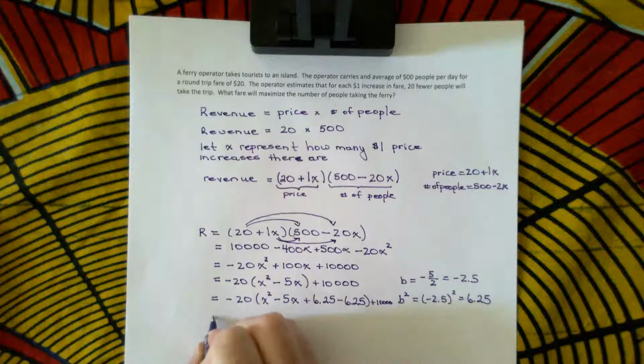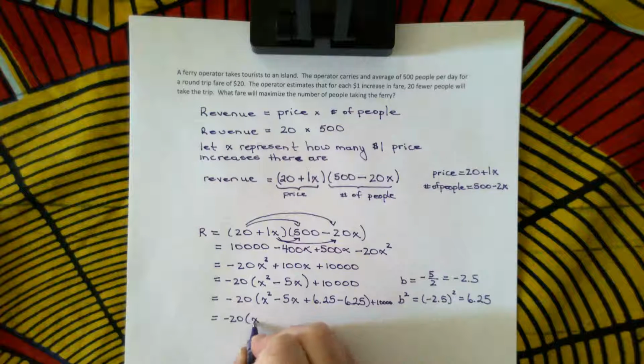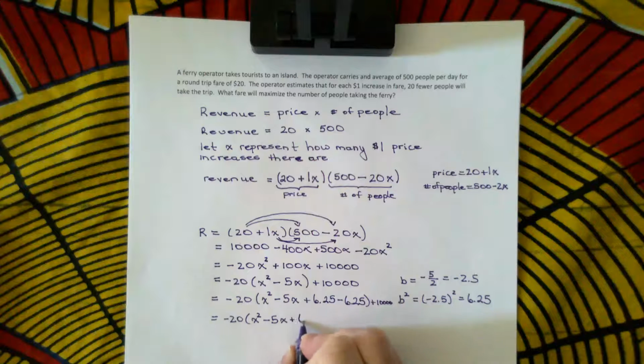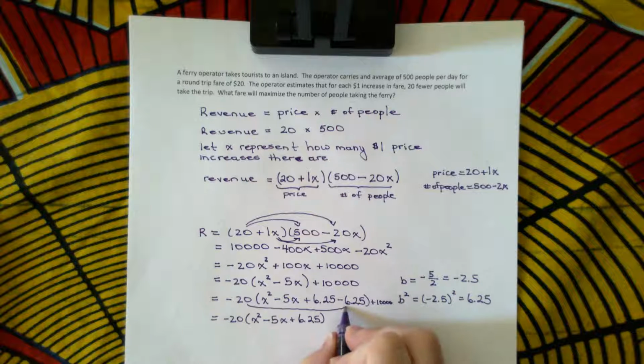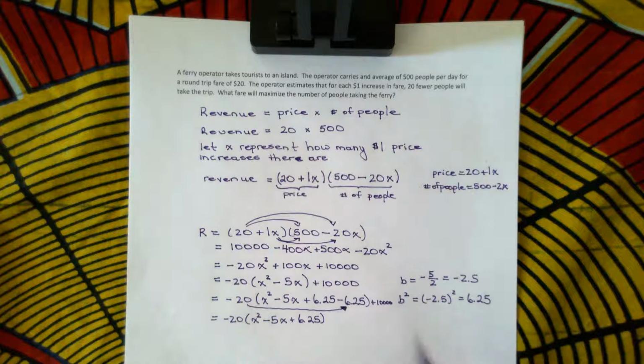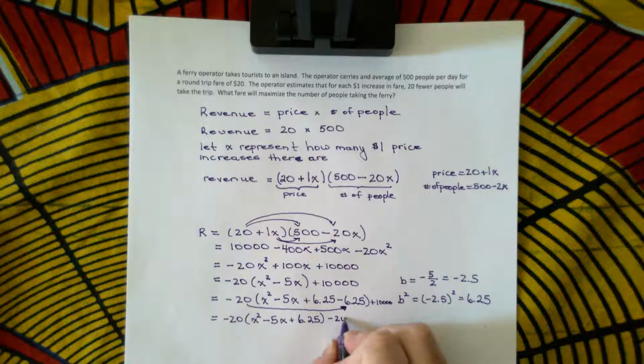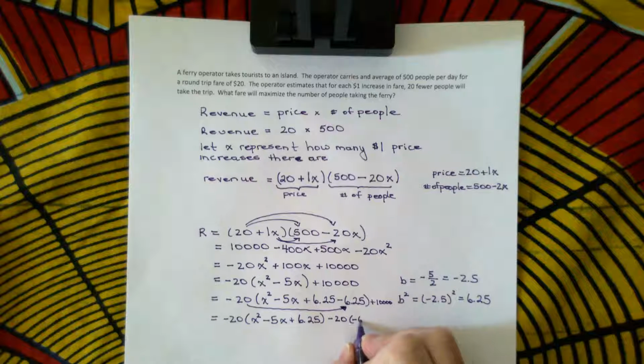So I've got negative 20, and so now I'm going to separate those out. So hopefully at this point you're all experts at completing the square. So remember, I have to multiply the negative 20 by the negative 6.25 on the way out. So I'm going to have negative 20 times negative 6.25 plus 10,000.